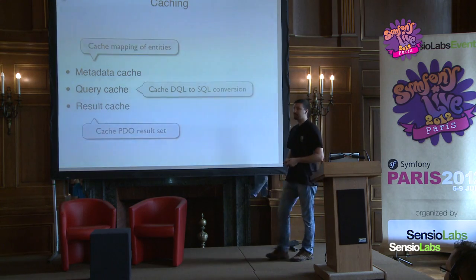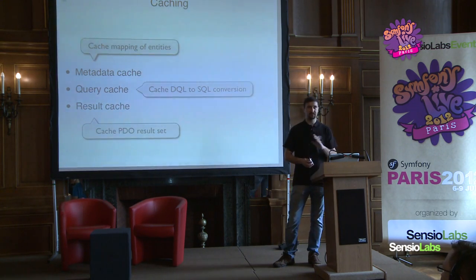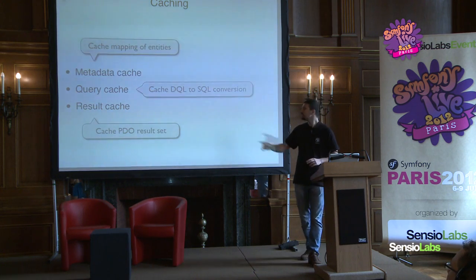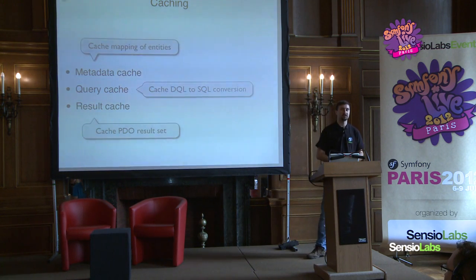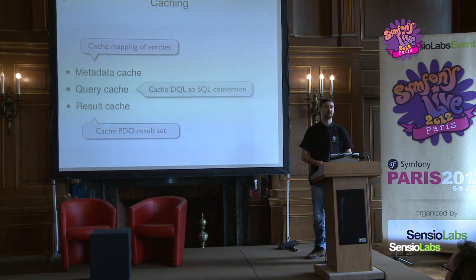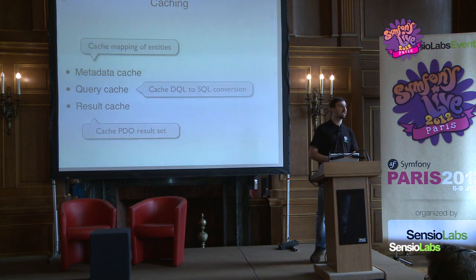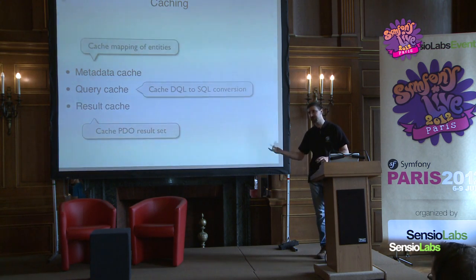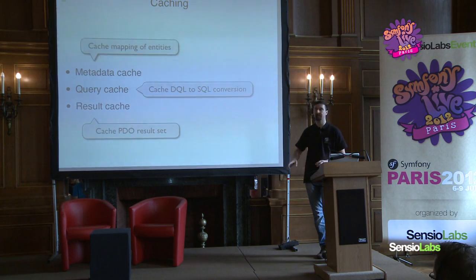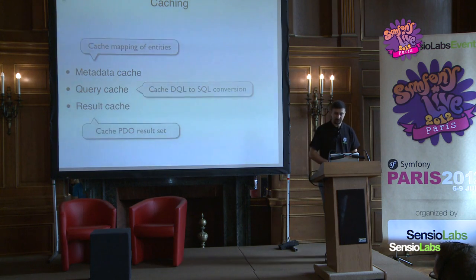The fourth one that we introduced, actually we changed it during the Doctrine 2 versions. We changed the third one to actually, it was caching the objects. And now it's only caching the PDO result set. And people started blaming us about that. So we reintroduced this one as hydration cache. Okay? So how does it work?